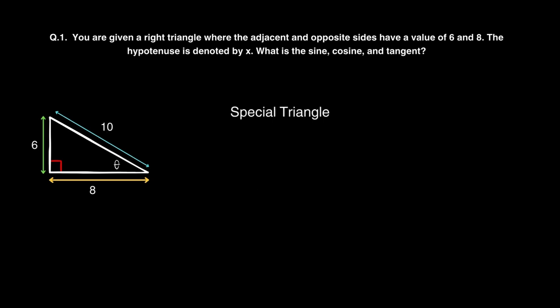The triangle is 6, 8, 10, which is a special triangle. I will elaborate on special triangles more in my upcoming videos, but for now, you can just remember some, like 3, 4, 5, and the one we have right here, 6, 8, and 10. Now, our goal is to find the sine, cosine, and tangent. Remember SOH CAH TOA? We will be using that to find it out.